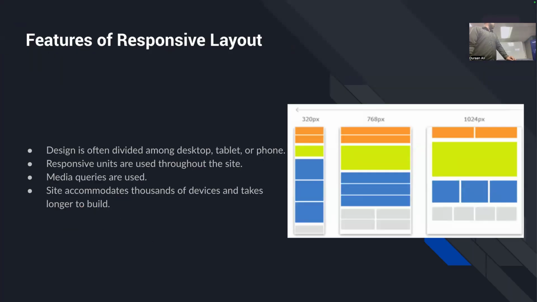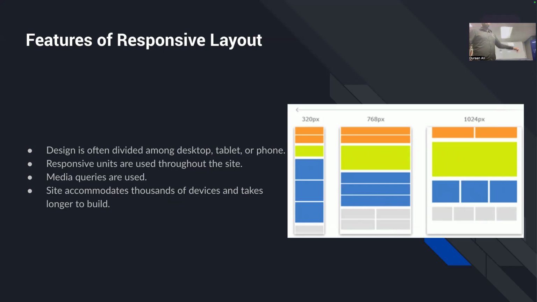Okay, features of responsive web design. Design is often divided among desktop, which we talked about, and we also use something called units throughout the website. You guys know pixels, right? Pixels are called absolute units. Can you please pay attention? There are different ways to define text sizes and sizes of different blocks, so we use a responsive unit. Before we were using pixels, but pixels are not good for responsive. They're just fixed in one place, so if you zoom out, it's just going to be a little small.